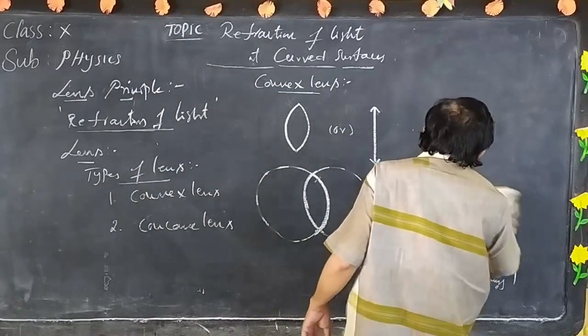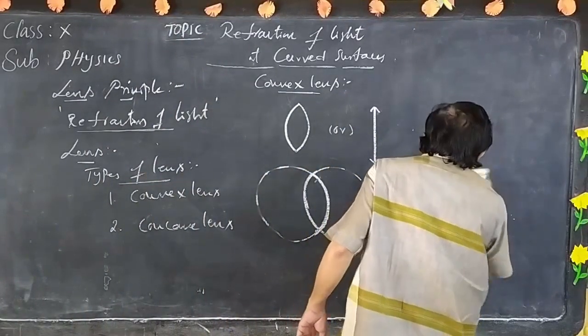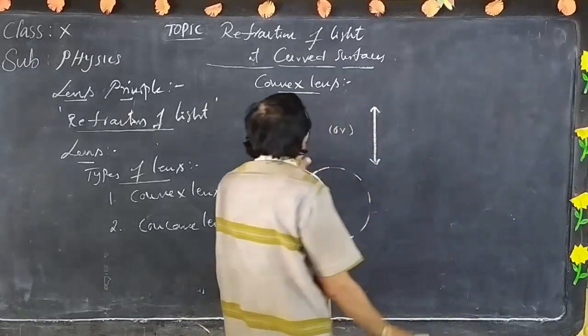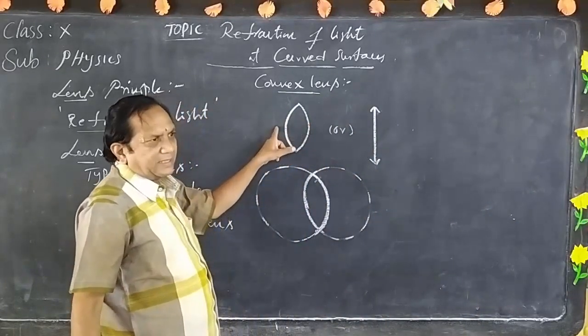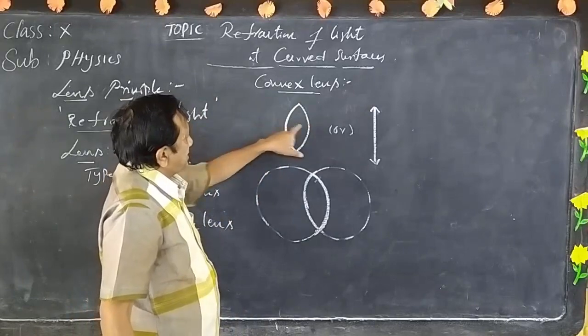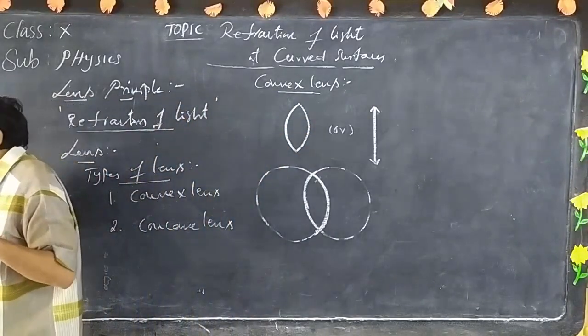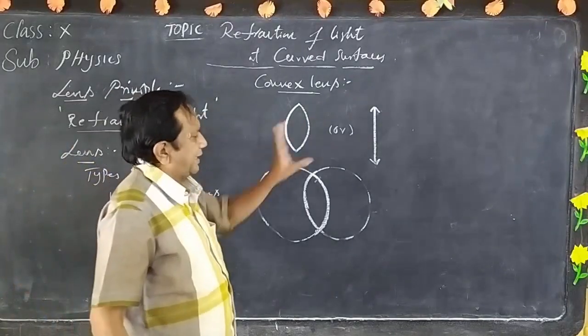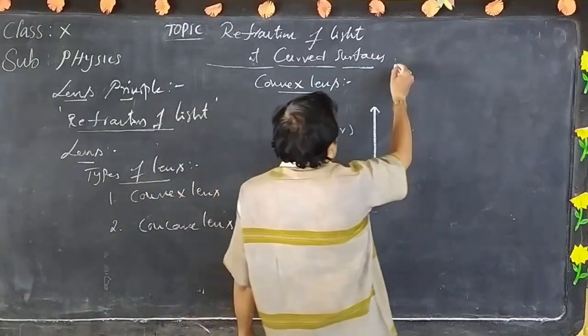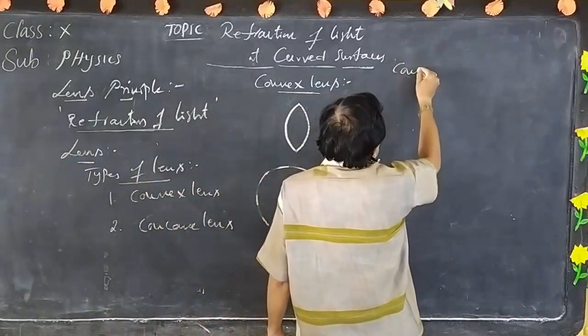Two spherical surfaces are bound together in convex shape. This is called a convex lens. It means the edges will be thin and the center part will be bulging, that is, thicker. Similarly, another lens will be taken as concave.